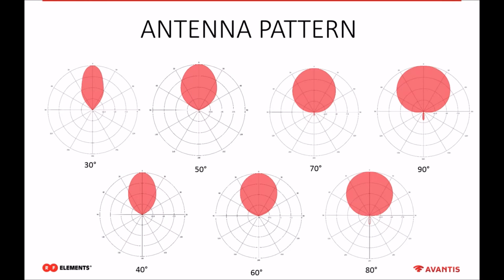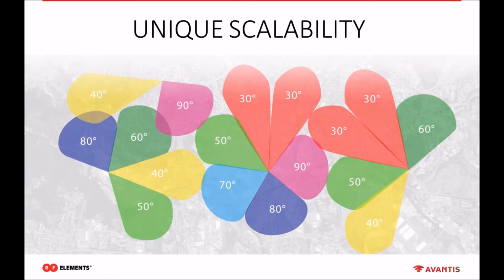We have different models of symmetrical sector antennas. We have 7 different models. The narrowest one is 30-degree, and then it goes up to 90-degree with a 10-degree step. And the reason why we have so many models is very simple. It offers you a perfect opportunity to scale your network as you really need it.